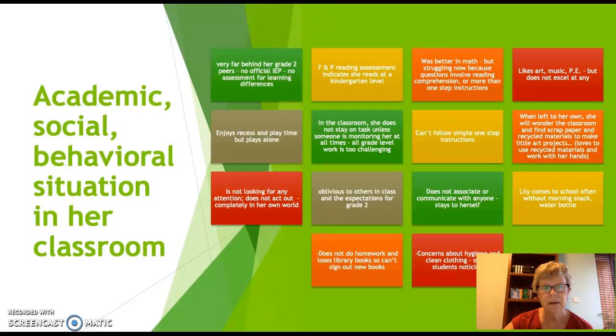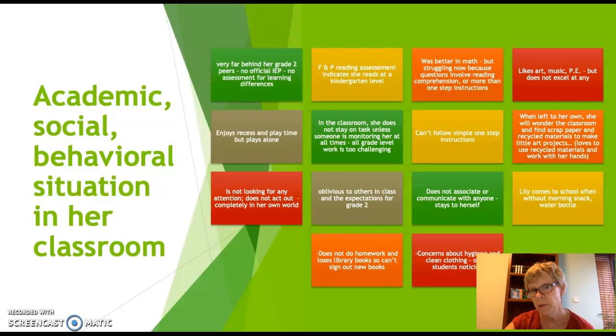So Lily's academic situation, her social behavioral situation in the classroom, here's several points for you to consider. She's very far behind her grade 2 peers, currently has no official IEP, and has not been really assessed for specific learning differences. According to Fountas and Pinnell's reading assessment, she reads at a kindergarten level. She used to be pretty good in math.